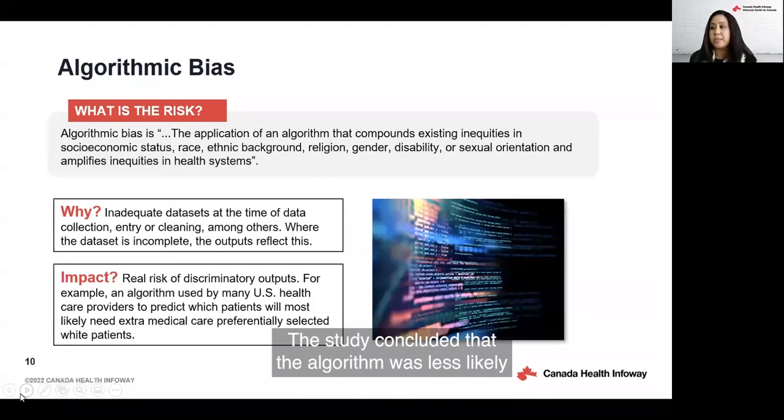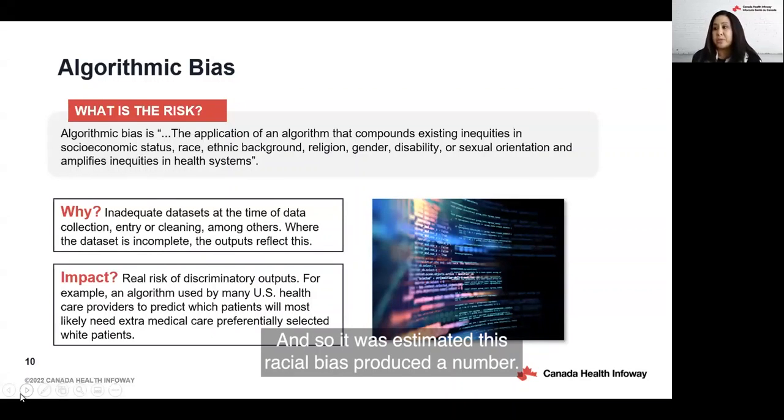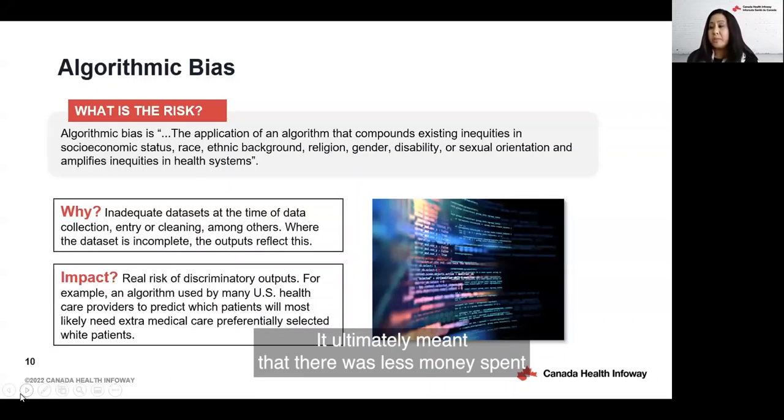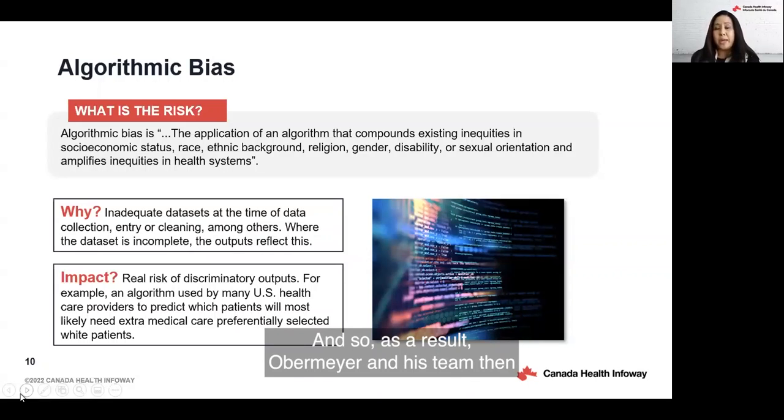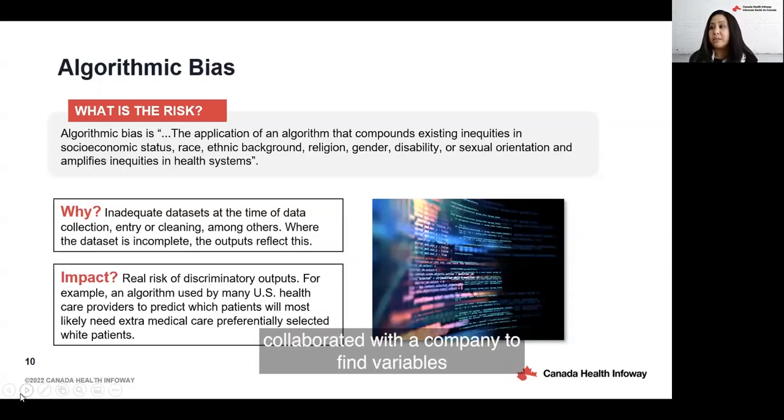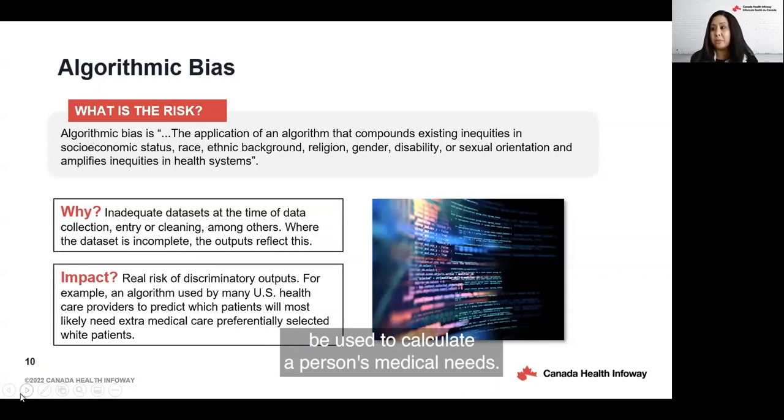The study concluded that the algorithm was less likely to refer African-Americans who were equally sick to programs to improve care for patients with complex needs. It ultimately meant that less money was spent on one demographic population who had the same level of need. As a result, Obermeyer and his team collaborated with the company to find variables other than healthcare costs that could be used to calculate a person's medical needs. And in doing so, it reduced the bias by 84%.